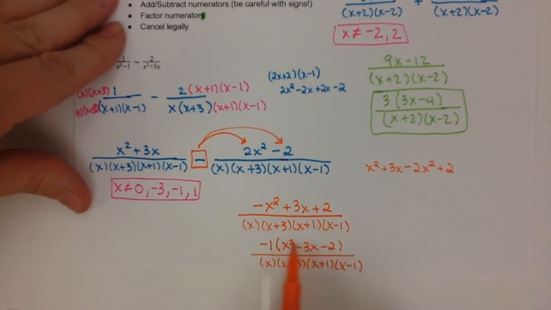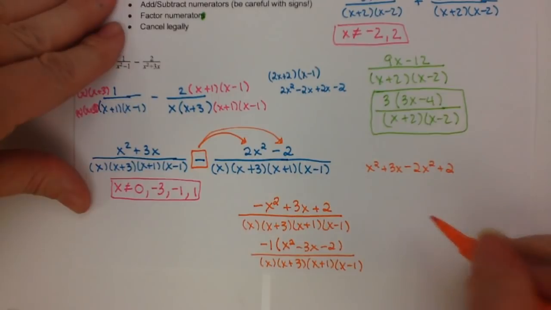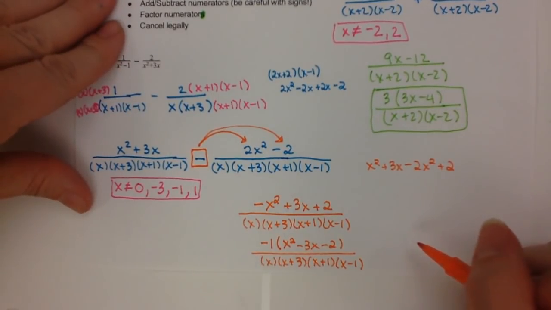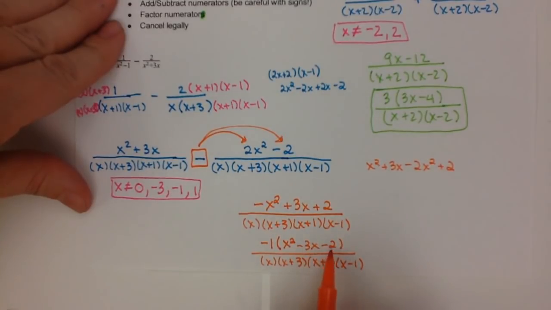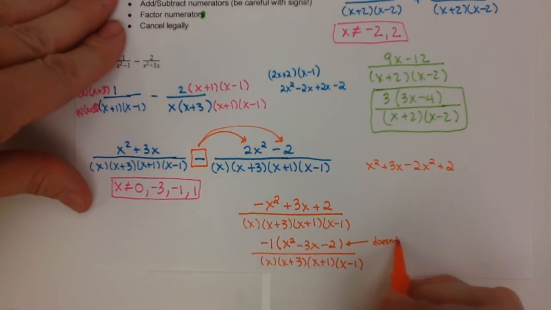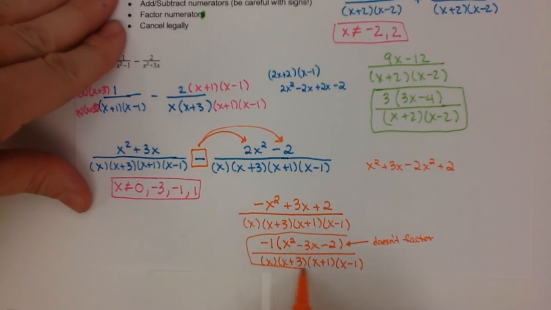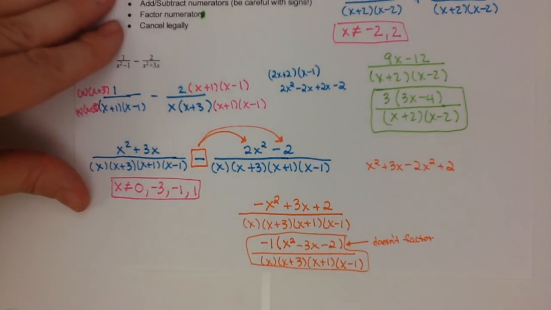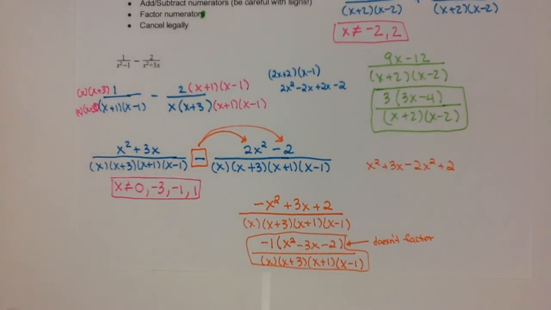And then let's see if x squared minus 3x minus 2 will factor. We would use the AC method. And so we'd be looking for things that multiply to negative 2 but add to negative 3. And that's actually not going to work. So this trinomial does not factor. Since it won't factor and I don't have anything in common, then this is the answer to that subtraction problem.